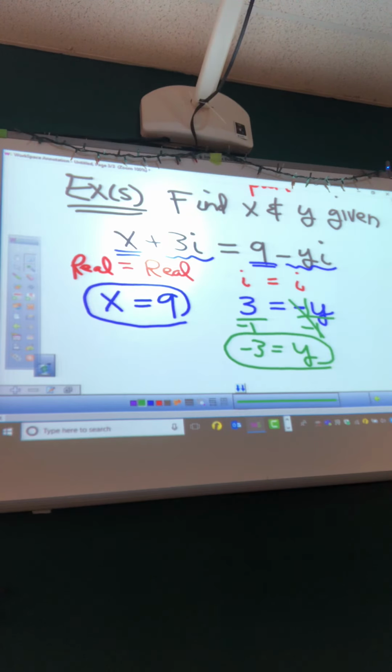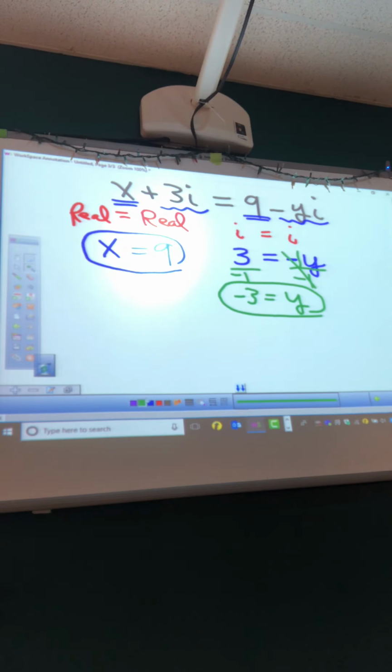If they give you a complex number equals another complex number, to find x or y, you simply just have to say real part equals real part. We didn't have to do any solving on that one. Imaginary coefficient equals the imaginary coefficient. We did have to do a little bit of solving, and we get our y. Those are complex equations because it's real plus imaginary or real minus imaginary. Let's look at one more of those.